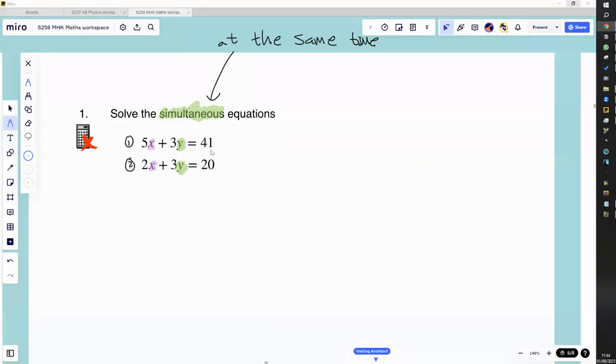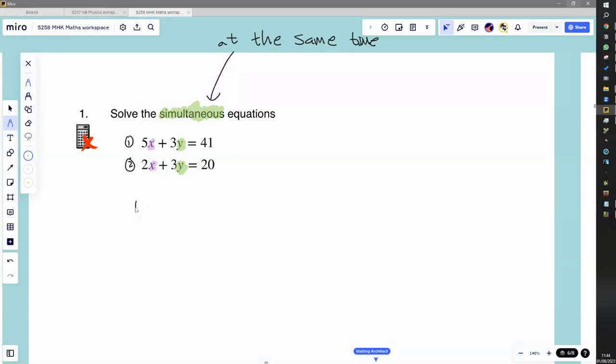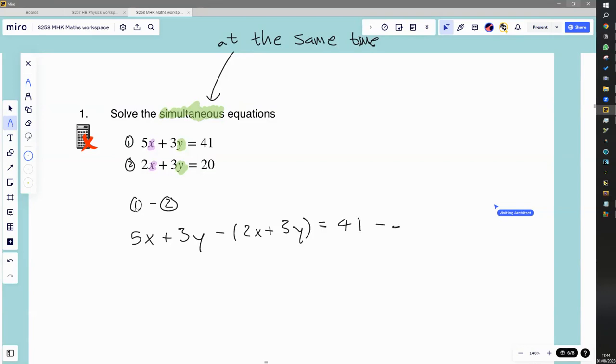I can actually do probably the rest of this in my head and work out what x is, but I'm going to go through the stages here. So we're doing equation 1 take away equation 2. What I'll do is write it all out. So I'll do 5x plus 3y, then take away equation 2. I'm just doing the left-hand side to start off with. So in brackets, 2x plus 3y. And that's going to be equal to 41 take away 20. Okay, so that's my way of combining the two equations.